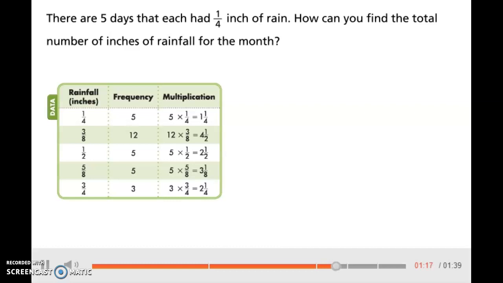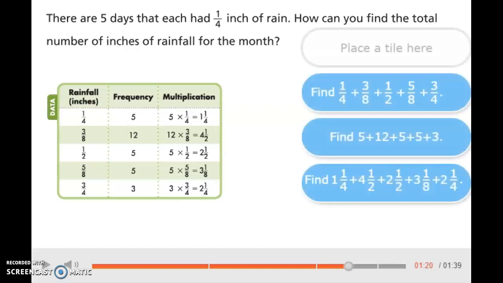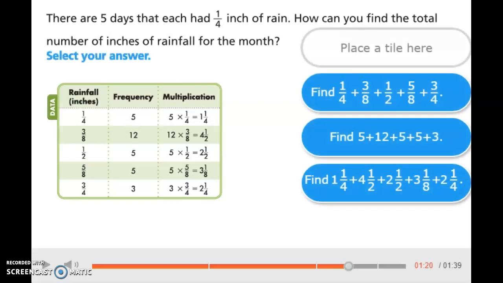How can you find the total number of inches of rainfall for the month? Select your answer.